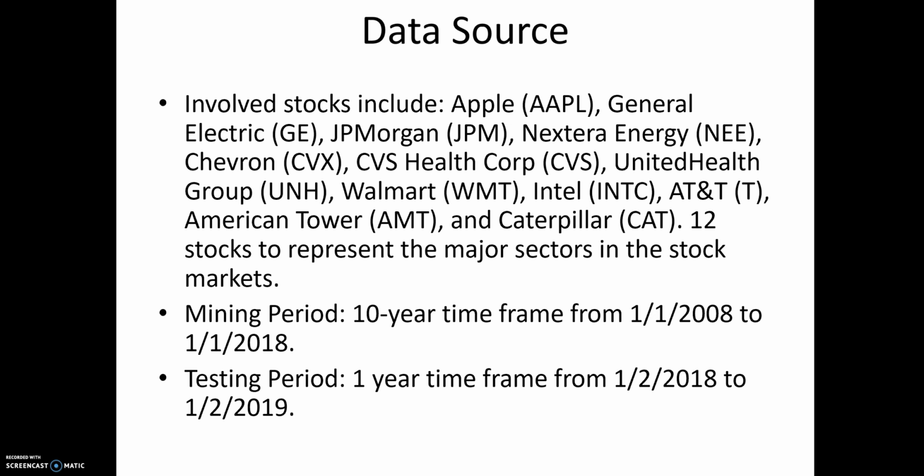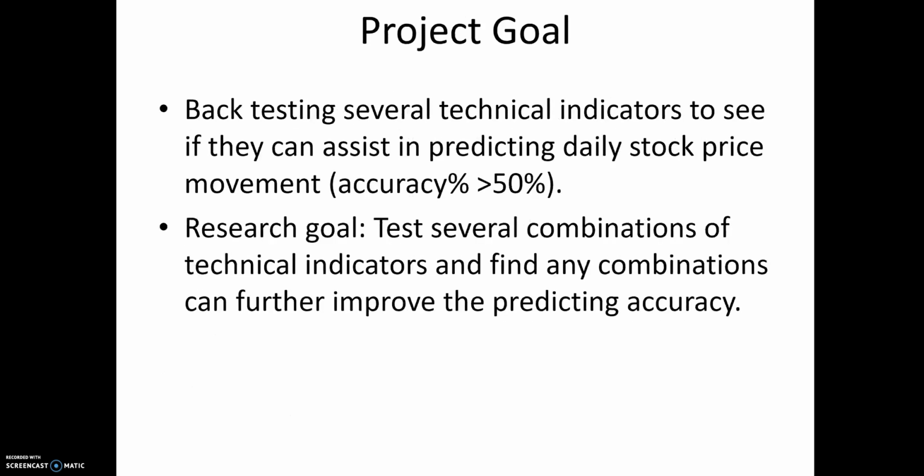Test period will be 1 year. And then the goal again is to backtest several technical indicators to see if they can assist in predicting the daily stock price movement. So the accuracy should be greater than 50% in order to claim that they are effective. The goal is to eventually find a combination model to further improve the prediction results.